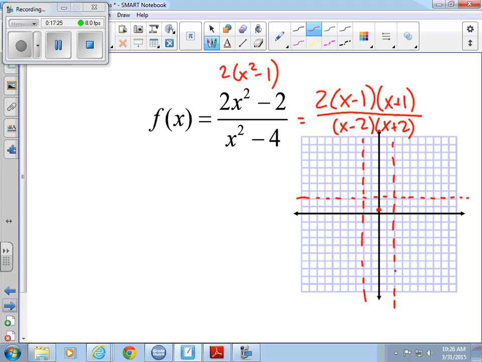Real quick, could you explain horizontal? We look at those rules. The degrees are the same, and so we do the ratio of the leading coefficients, 2 divided by 1. Also, I could even find the x-intercepts on this one pretty easily, 1 and -1.